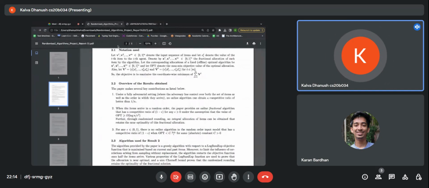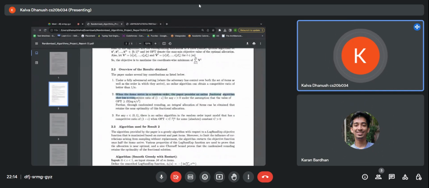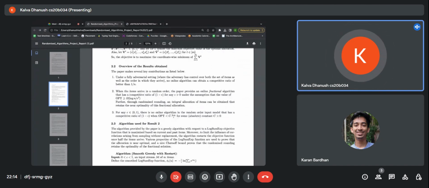After that, the paper makes a couple of more important results. So, seeing that the fully adversarial setting has a strict lower bound and an upper bound, we do a slight relaxation. We now assume that the items arrive in a random order, and in this case the paper provides an algorithm that has a competitive ratio of 1 minus epsilon.